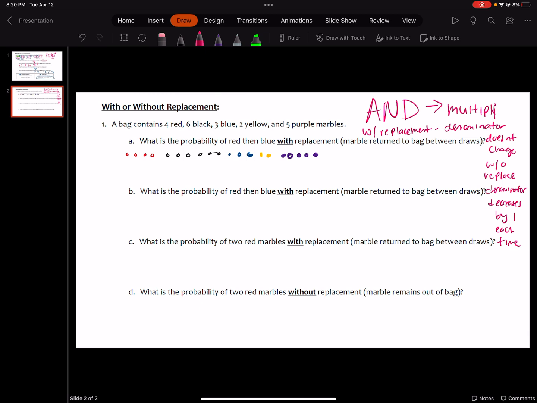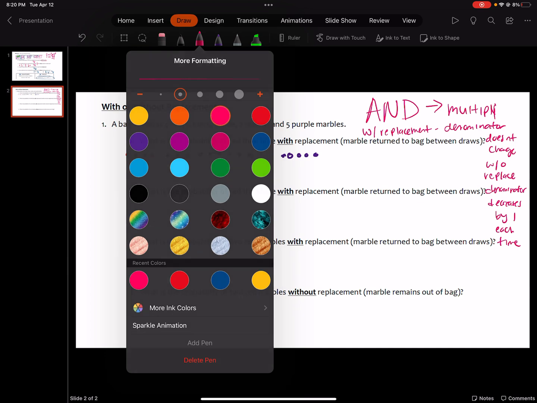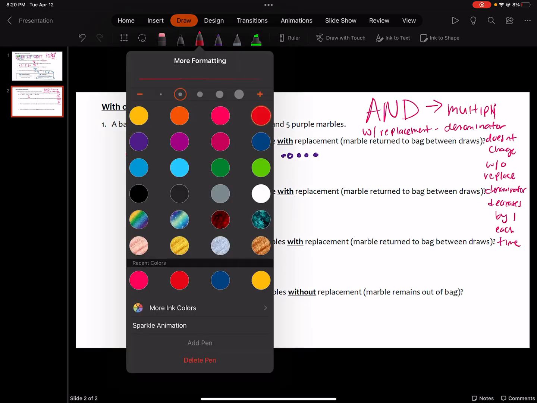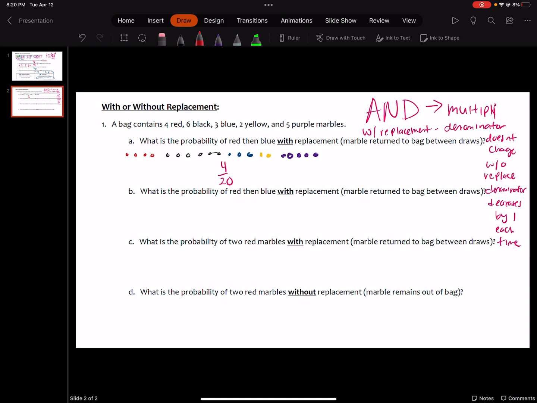is 20. So what's the probability of getting a red, and then getting a blue with replacement? So what's the probability that you get a red? And that's going to be 4 out of 20. But then we put the marble back, so the denominator is not going to change, so we're going to multiply by the probability of getting a blue. And there's 3 blues. When you multiply straight across, 4 times 3 is 12, and then 20 times 20 is 400.